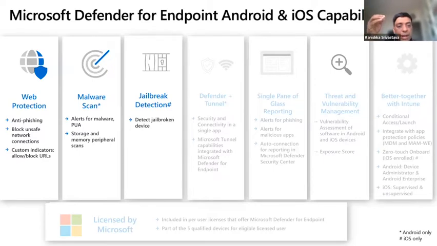Next one up is our Defender plus Tunnel offering. That's a secure on-prem connection through VPN. Critically, what we are doing here is building this capability of secure connection within the Defender app, because there are platform constraints that allow only one active VPN connection.